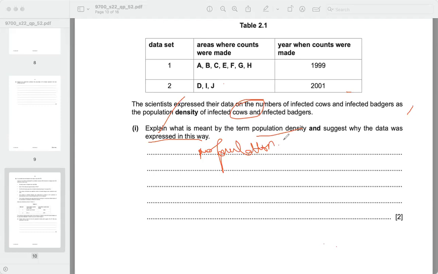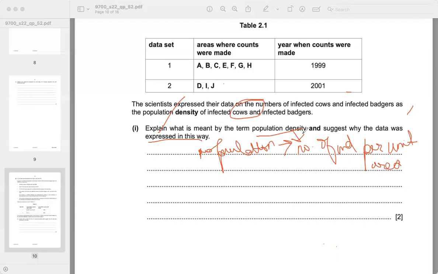It's basically the number of individuals, and here we are talking about the badgers. So number of individuals per unit area. If you do not remember it, please note it down. Make sure you write it on a sticky note and stick it where it is visible to you every day. These are the terms you need to remember. Population density is the number of individuals per unit area.